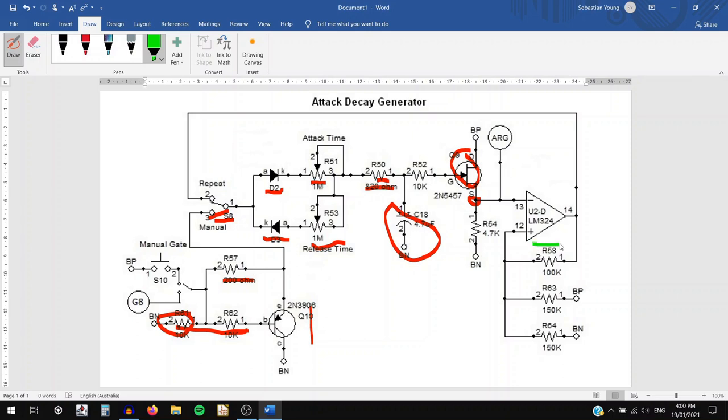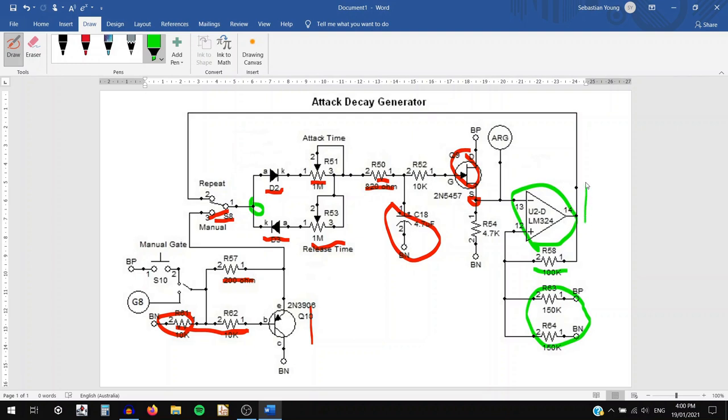We use this op amp here as an inverting comparator with its output connected to the junction of the diodes. These resistors down here form a voltage divider that applies the virtual ground voltage of 6 volts to the non-inverting input. However, because of this positive feedback resistor, it can cause the voltage of this input to be higher or lower depending on the state of the output.